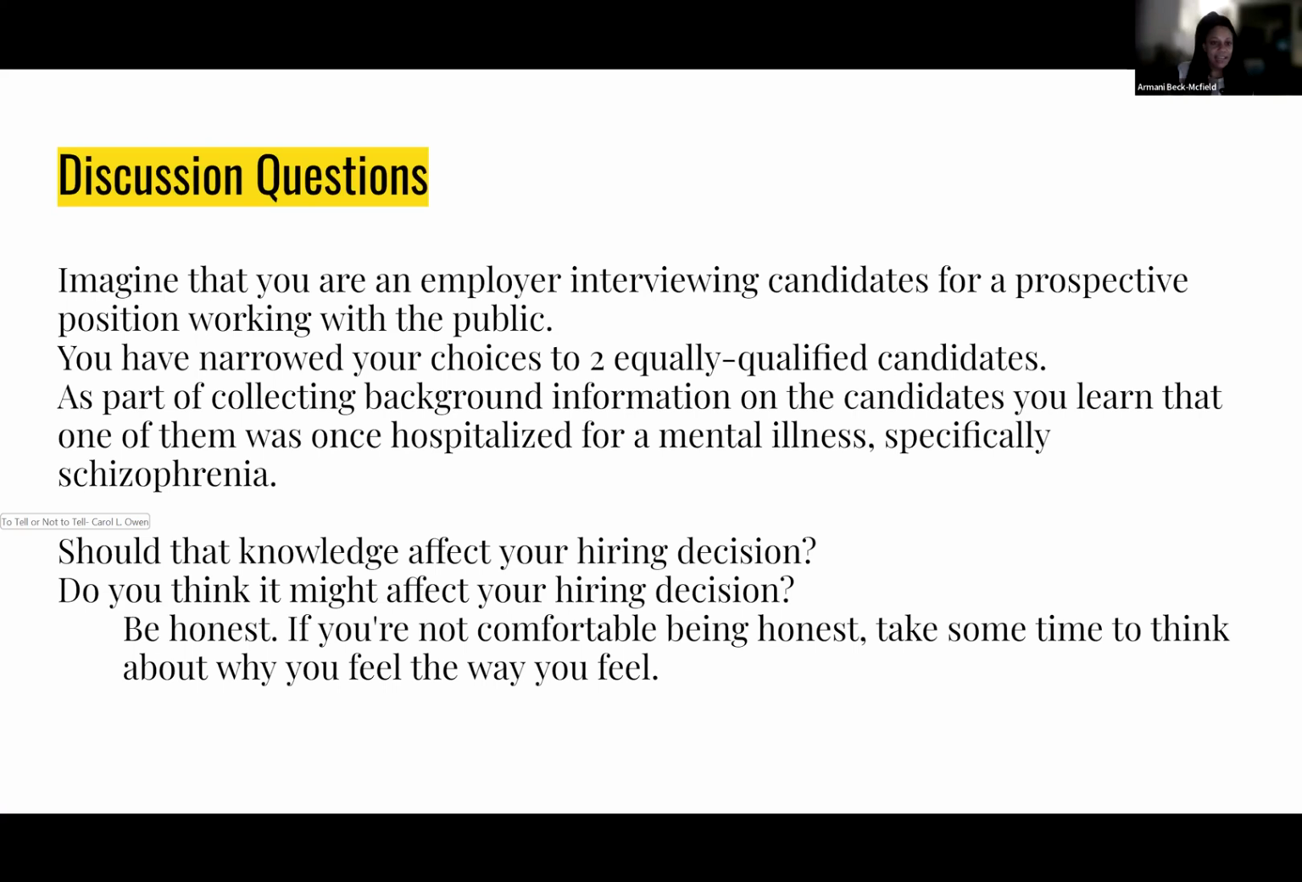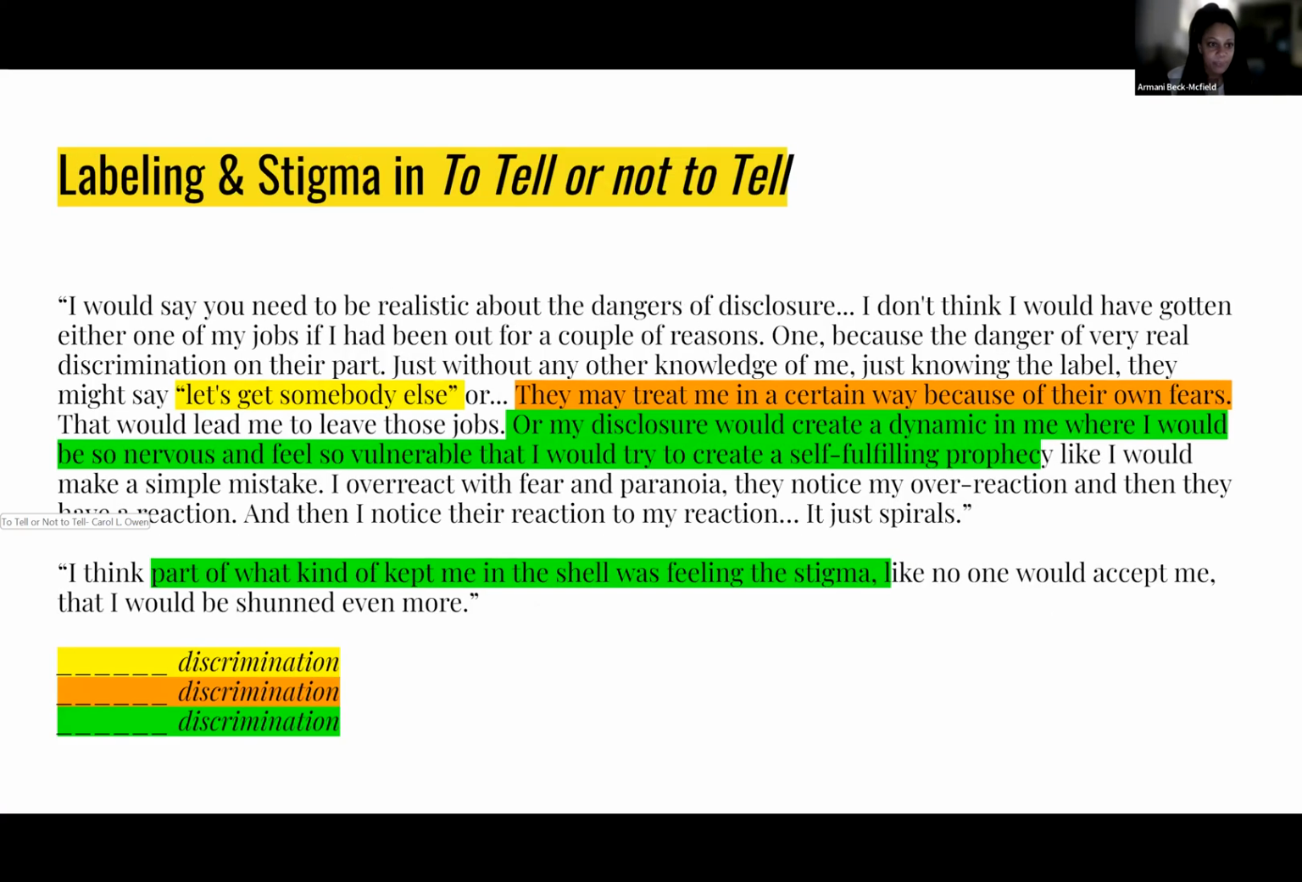All right. And then finally, we'll move on to our moving on section after this. I'm going to read you this, and then I just want you to tell me what type of discrimination this is. So quote, this is from the Tell or Not to Tell. I would say you need to be realistic about the dangers of disclosure. I don't think I would have gotten either one of my jobs if I had been out as mentally ill for a couple of reasons. One, because the danger of very real discrimination on their part. Just without any other knowledge of me, just knowing the label, they might say, let's get somebody else. Or they might treat me in a certain way because of their own fears. That would lead me to leave those jobs.